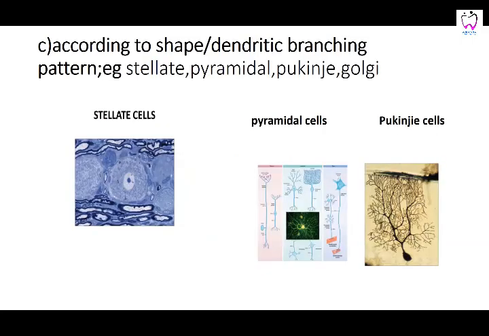According to the shape and dendritic process patterns, you can divide them into the stellate cells. Then you have the pyramidal cells. They are pyramidal in shape with the axon coming from one end and the dendrites from the other end. Then you have the Purkinje cells. They are flask-shaped with tree-like branching from one end of the cell. These are basically present in the cerebellum, and pyramidal cells are seen in the cerebrum.